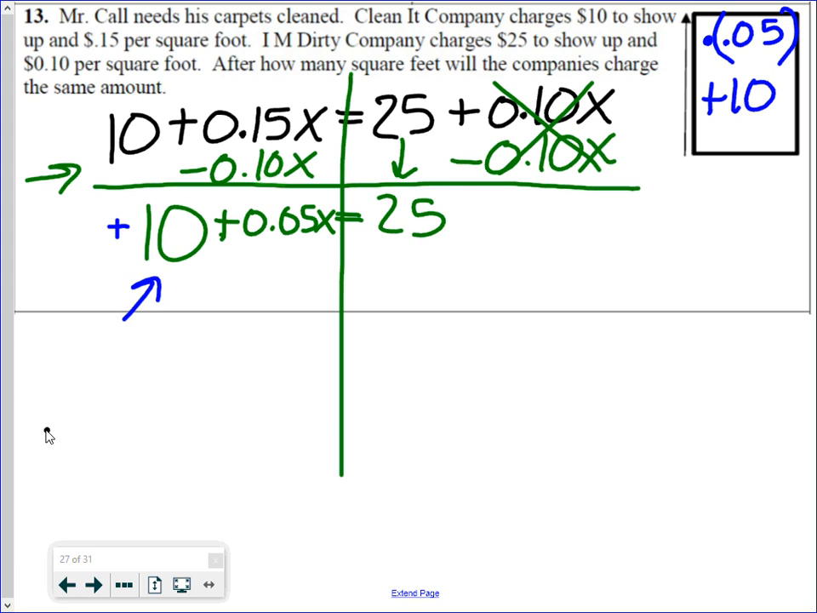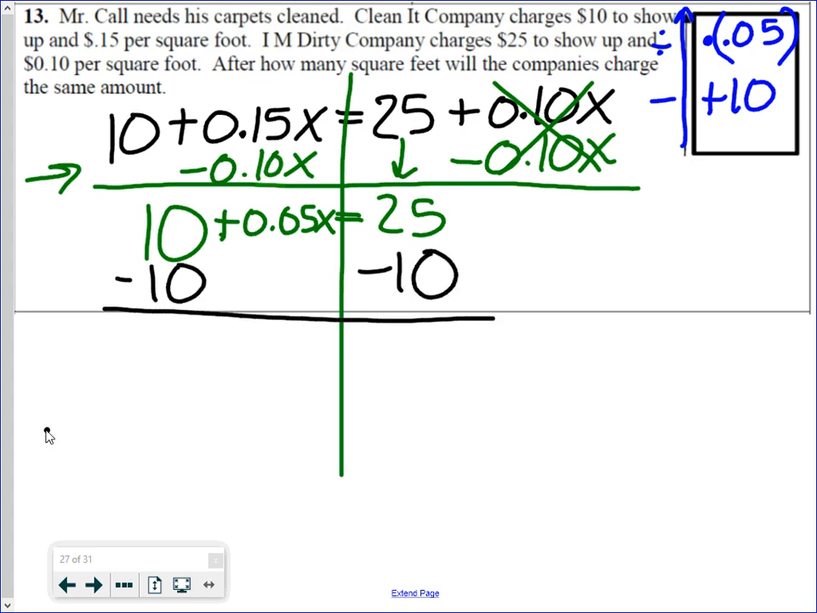So we're going to go ahead and remember we're going bottoms up and doing the opposite. So I'm going to start by minusing 10 from both sides and then dividing by 0.05. So here we go, let's do it. Minus 10 from both sides, we get, minus 10 here, minus 10 here, and that cancels. I have 0.05x equals 15.